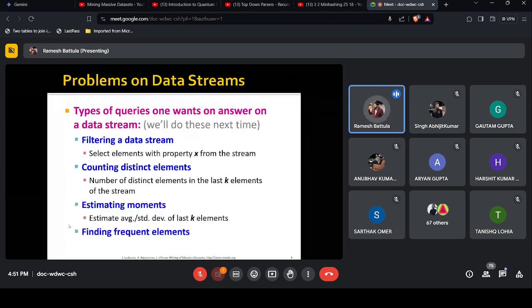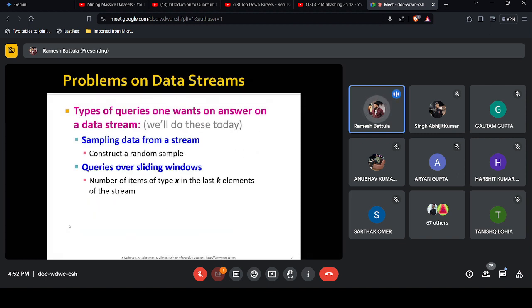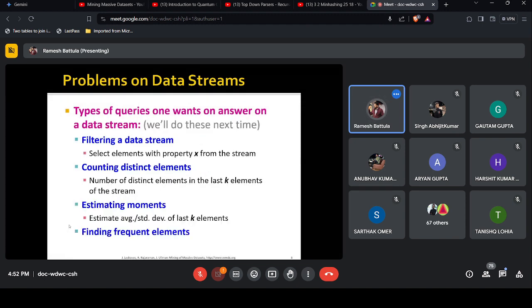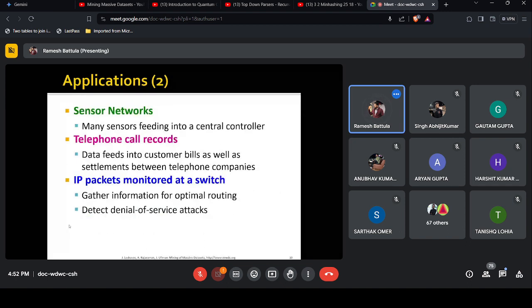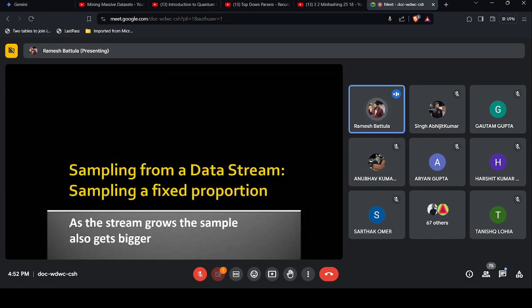The problems are the many types of queries one wants to answer on data streams: sampling data from the stream, queries over sliding windows, filtering the data stream, counting distinct elements, estimating moments, finding frequent elements. The applications are mining query streams, mining click streams, mining social network news feeds, sensor networks, telephone records, IP network monitoring, and so on.